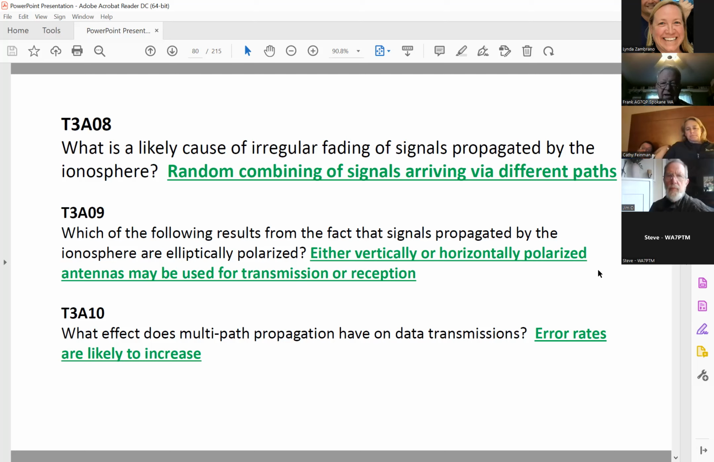So propagation, again, is one of those things where you can have a PhD in physics and still not completely understand everything that's happening. I hope that thoroughly confuses you. And in fact, the last question down here: what effect does multipath propagation, that's what we were talking about, multipaths, more than one, have on data transmissions? Error rates are likely to increase. So Frank, I had a much simpler answer for the question I asked. And that is, I'm too far away.